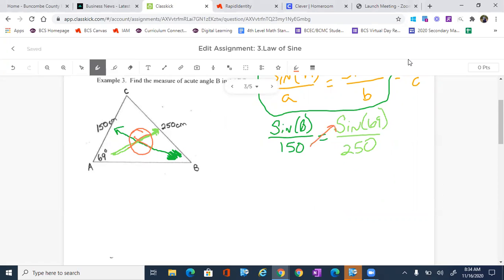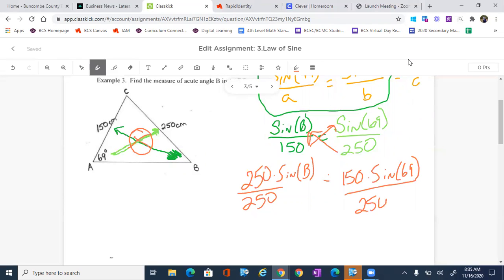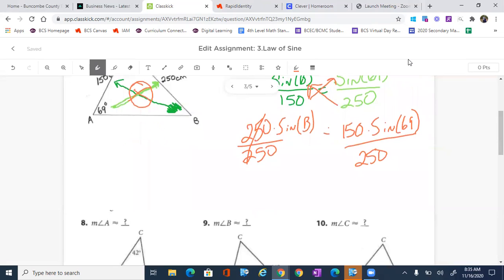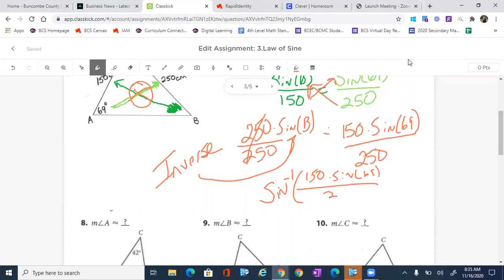So 150 times sine of 69 equals 250 sine of B. Okay, and then we're going to divide by 250. We've got to isolate that angle B. Now when we do that, you're going to notice that we should be using the inverse to solve for the angle. So I'm going to write this as sine inverse of 150 times sine of 69 all over 250 equals the angle B.